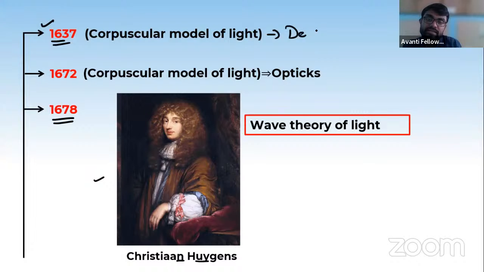So in the history, if we see, in 1637 Descartes has given that light is like a corpuscle, like a particle. Precisely, particles of energy or energy particles.